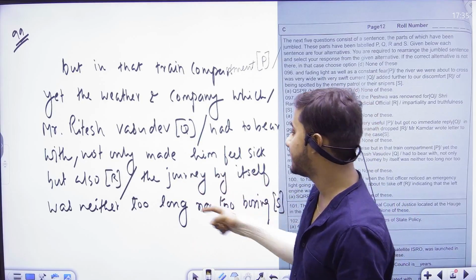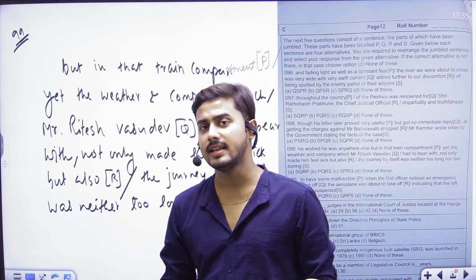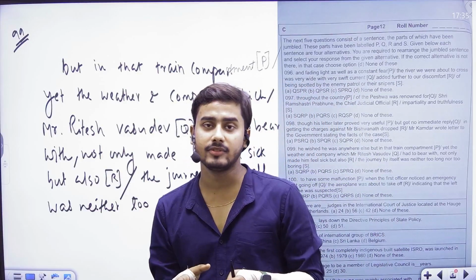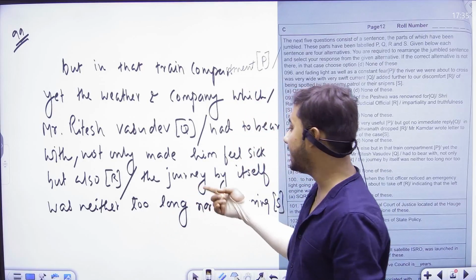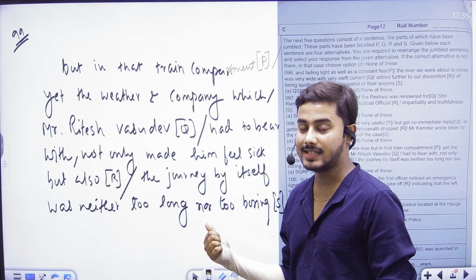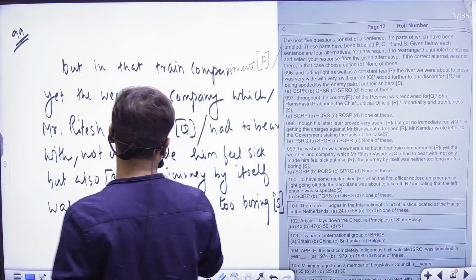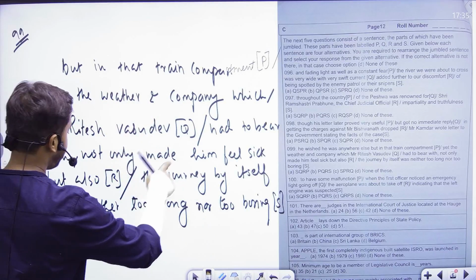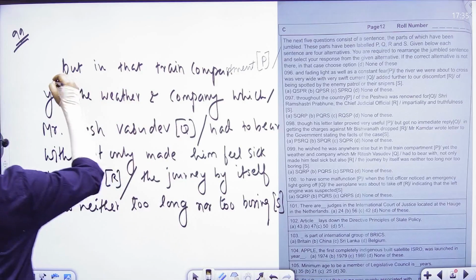The journey by itself was neither too long nor too boring. तो ये line पढ़ के हमें लगता है कि हाँ ठीक है, this line is something which has a definite and own meaning of it, and this line is not objectified by any other line in this set of jumbled sentences, right? So what we will do is we'll start with this line. The journey by itself was neither too long nor too boring. So यहाँ से लिखना start करते हैं.